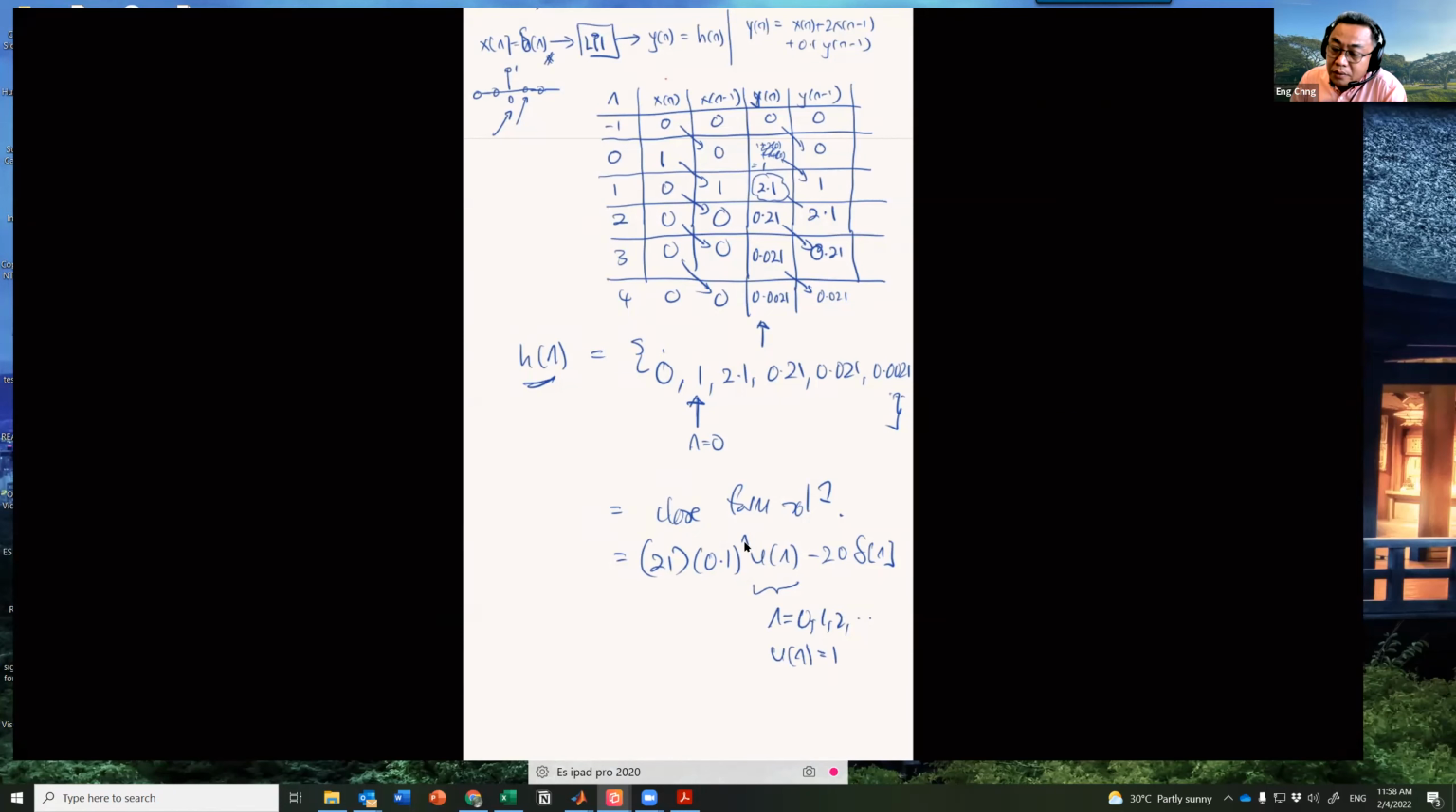At n equals 0, 0.1 to the power of 0 is 1. 21 minus 20 is 1. Okay, so we get the first one right. For the second one, you substitute in, you get 2.1. Substitute in again, 0.21, 0.021, and so on and so forth.